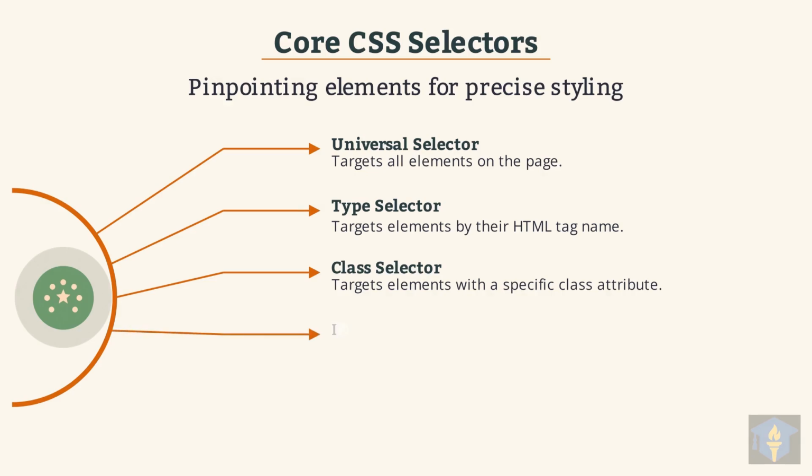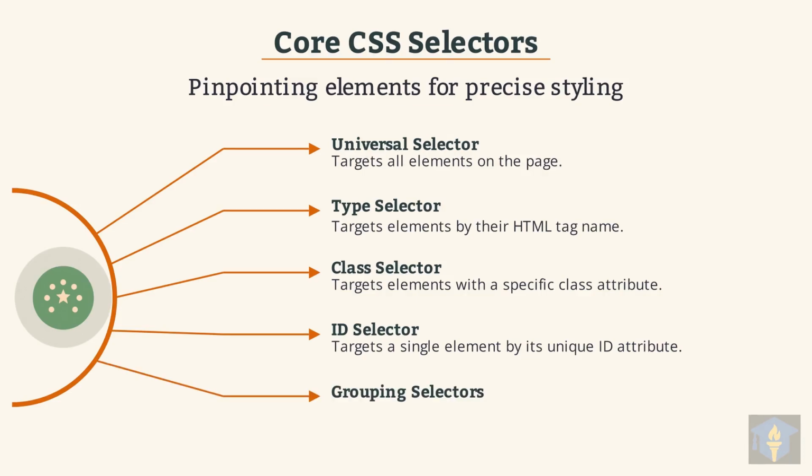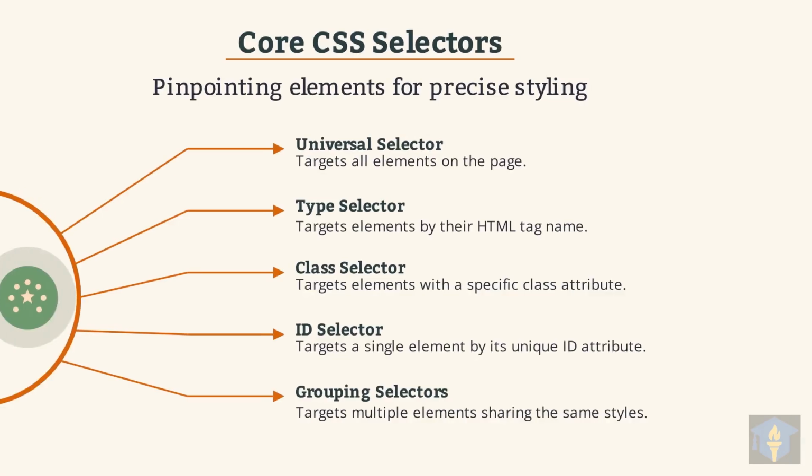The ID selector targets a single, unique element by its ID attribute, starting with a hash symbol. Remember, an ID should be unique to one element on the page, ensuring very specific targeting. Finally, grouping selectors allow you to apply the same styles to multiple different elements. You can group selectors with a comma, making your CSS more concise when elements share styles.